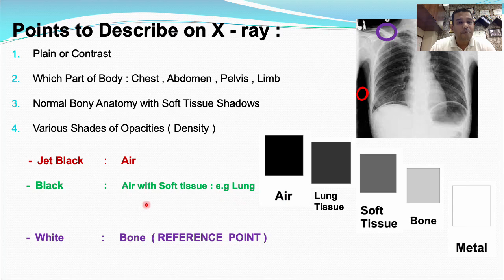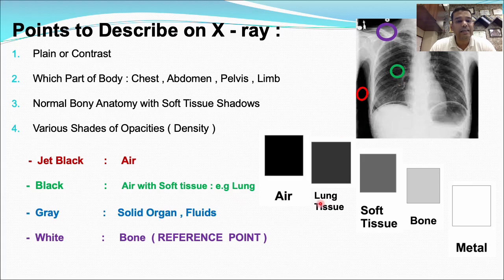Next is black. Black is when you have air in small pockets, with soft tissue present. So this is slightly whiter than the jet black, because there it is purely air. Here you have small pockets of air in the lung field. So it is slightly whiter compared to the jet black, where you only have air. So this is black. The lung field is black.